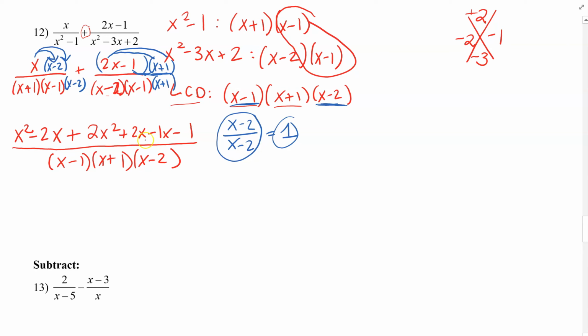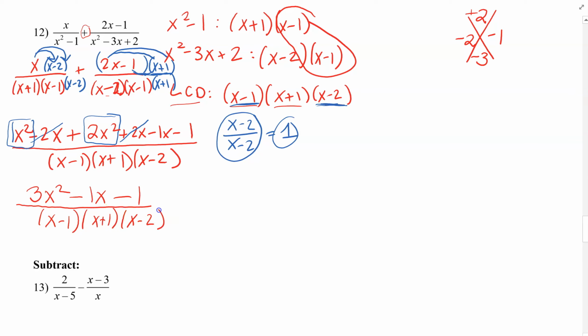So I can see that my 2x terms, right, negative 2x and positive 2x, those will cancel. And I have two terms that both have an x squared. I can combine those. I'll think of this one as 1x squared. And I think that's it in terms of combining like terms. So I end up with 3x squared minus 1x minus 1. Right? 1 plus 2 is 3x squared. These canceled. I still had a negative 1x and a negative 1. And then all of that is being divided by x minus 1 times x plus 1 times x minus 2.